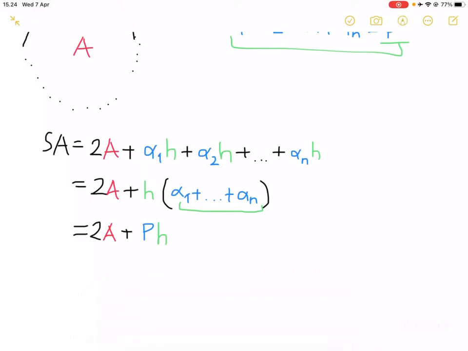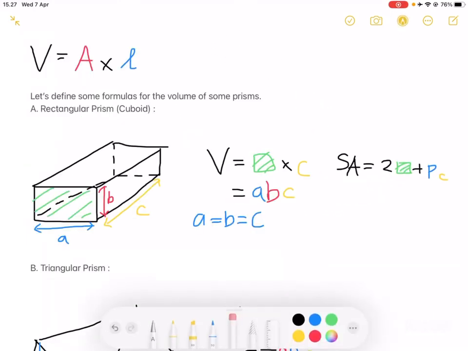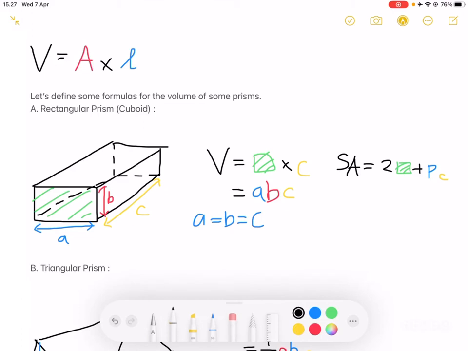Now with this in mind, let's just generalize some formulas for the surface areas of the prisms in the last board. The first thing is the rectangular prism, also known as the cuboid. So recall that the surface area is equal to 2 times the area of the base, which is the area of the green region in this case, plus p times c, where p is the perimeter of this rectangular prism. Notice that the area of the green region is the area of a rectangle with width b and length a, which will be ab. Simple enough.